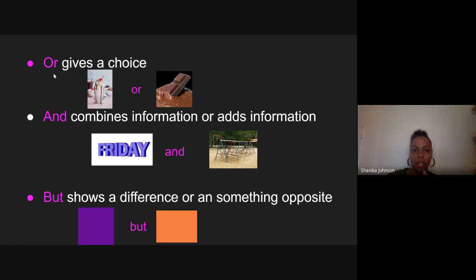When you use the word or, you're giving a choice. So you could have ice cream or chocolate. There's a choice there. The word and combines information together or it adds information. So if I said today is Friday and I'm going to the playground, I've given you 2 pieces of information there. The word but shows a difference or something that is the opposite. So I could say, I really like purple, but I really like orange too. So I'm showing the difference because purple is different from orange, but I can like them both, right? They're opposite.